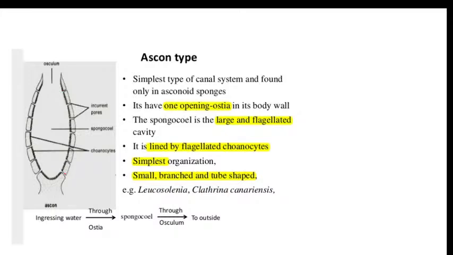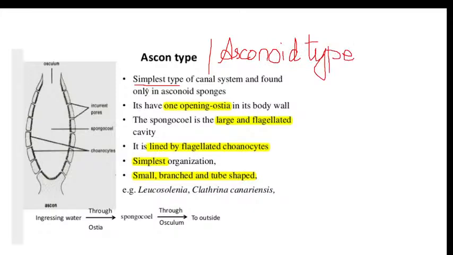Then there is a single opening. This is the simplest type. Asconoid type is the simplest type of canal system. Ascon type or asconoid type of sponge. Then, in the simplest type of canal system, നടുക്ക് ഒരു ഓപ്പണിംഗ് ക്യാവിറ്റി ഉണ്ട്, അതിന്റെ പേരാണ് സ്പോഞ്ചോസീൽ.